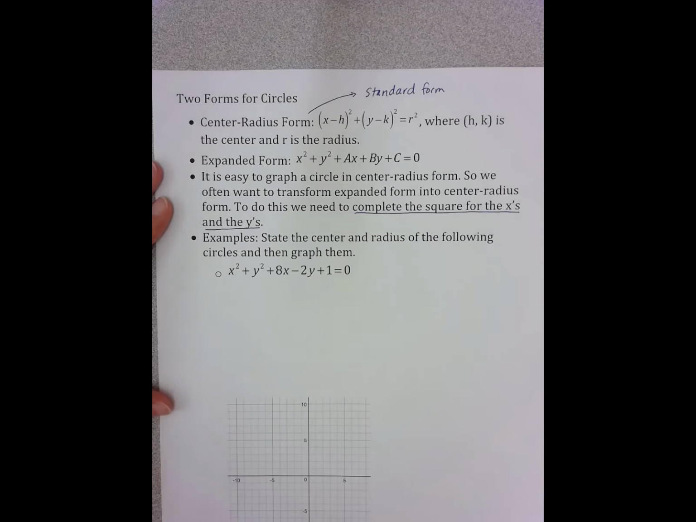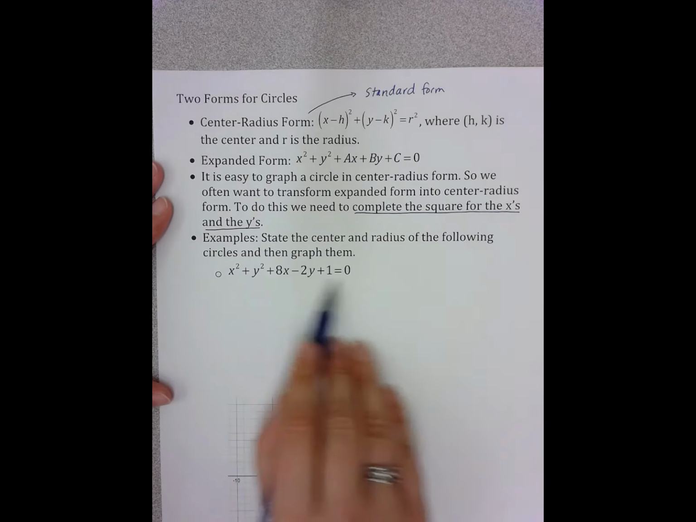So let's look at an example. Very often when you're asked to rewrite the equation of a circle from expanded form, you're asked, what's the center, what's the radius of the circle, graph the circle, and they probably won't even give you the hint that you need to complete the square. So the question will be, state the radius and the center, and you have to understand that that means you need to complete the square here.